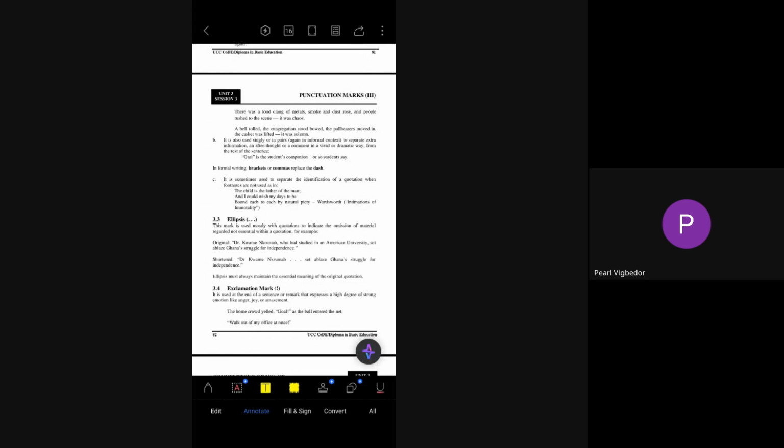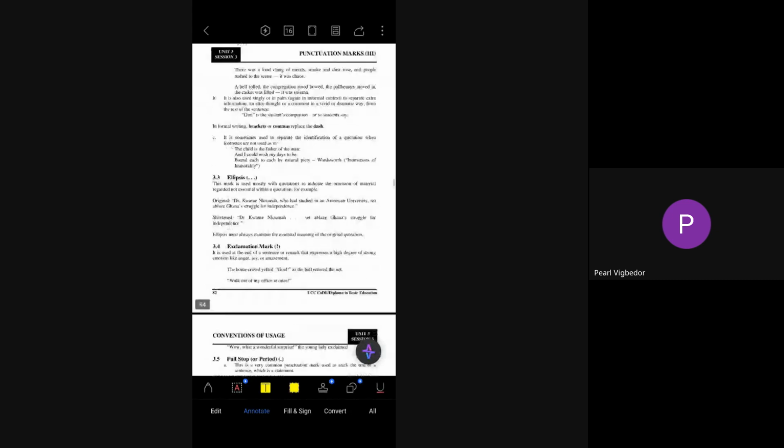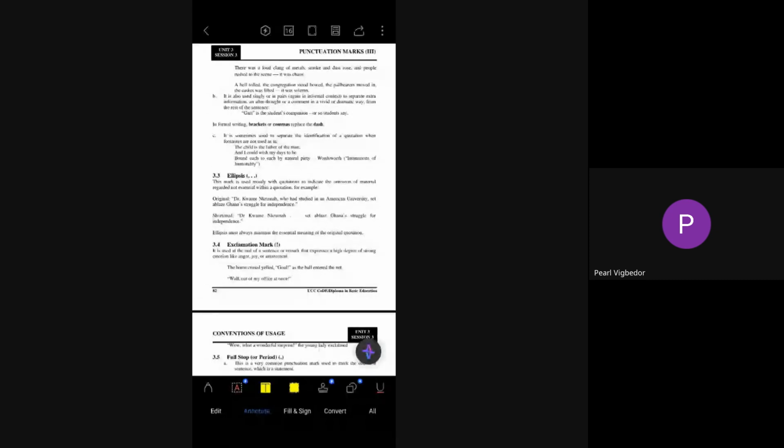So just like I have said, it is used to separate a thought or a comment. And it's sometimes used to separate the identification of a quotation when footnotes are not used. With footnotes, mostly it happens when you go to the library or when you are writing your reference. That is when you use the footnote. So that is the use of the dash.